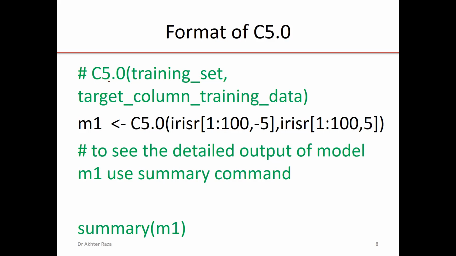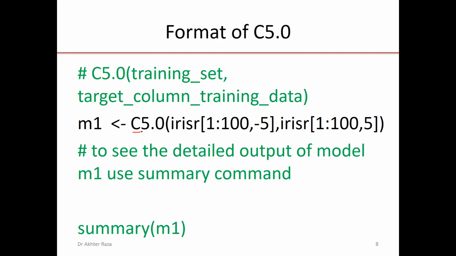C5.0 is the name of the algorithm, the name of the function, and we are going to build the model. On the left side, what we have? Model 1, M1. Model 1 is a variable which contains the result of the model, the output of the model. And C5.0 is a function which runs the classification algorithm.